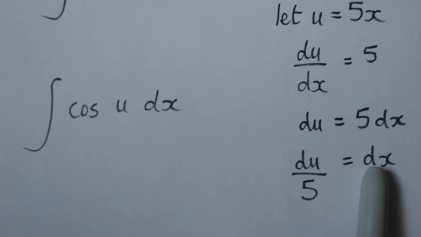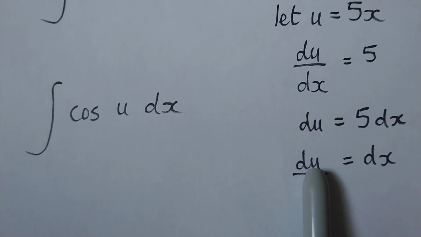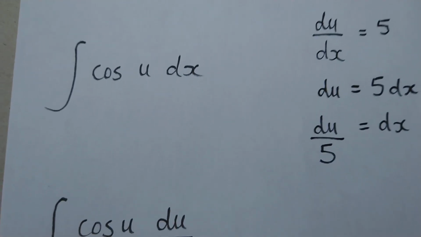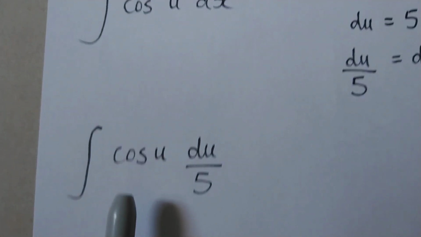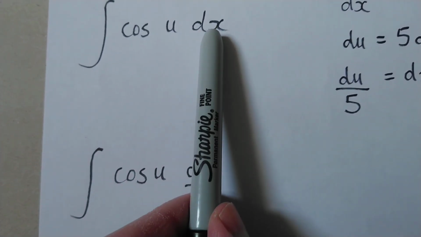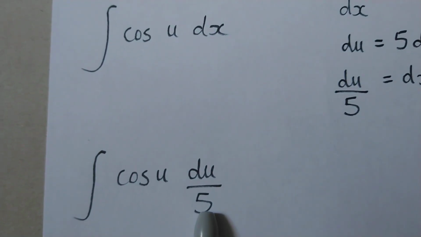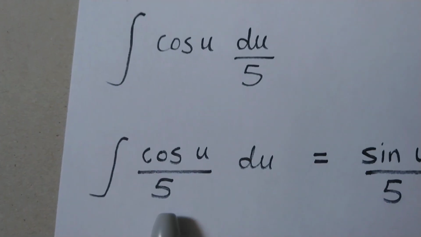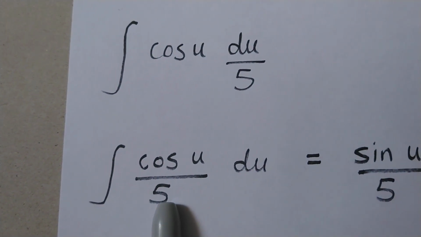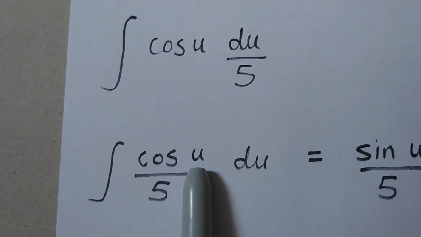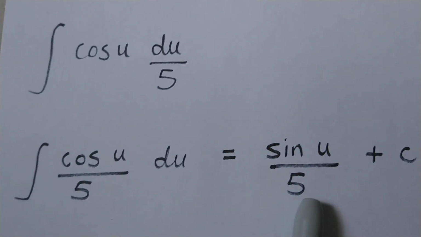We just worked out that dx is equal to du over 5. So now we can rewrite this bit as the integral of cos of u du over 5. So all I've done is replace the dx with du over 5. If you prefer, you can rewrite that so that it looks a little bit tidier, like this. And then we know that cos integrates to sine. So this just integrates to sine u over 5.